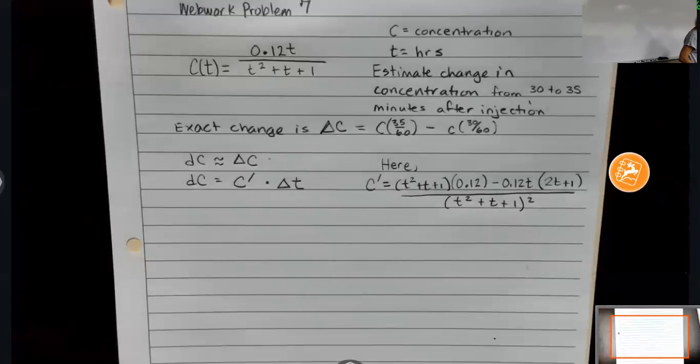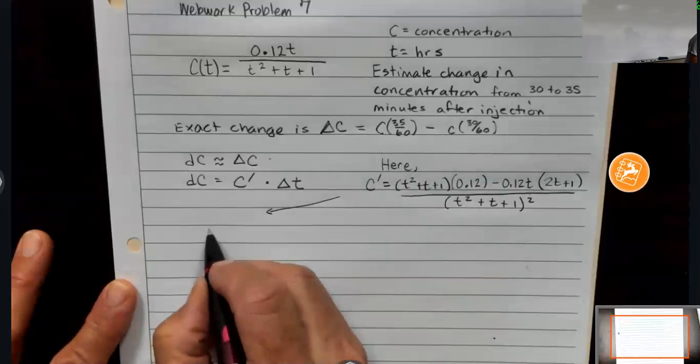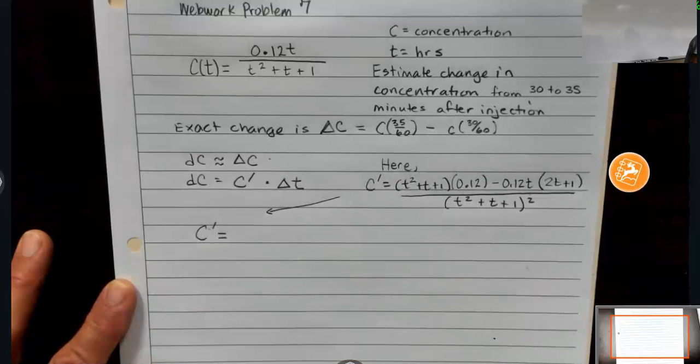Do we dare simplify? I think we can simplify a little bit, so what the heck, let's do it. Let's bring it down over to here. I'm going to multiply out the numerator a little bit. We're going to leave the denominator factored.